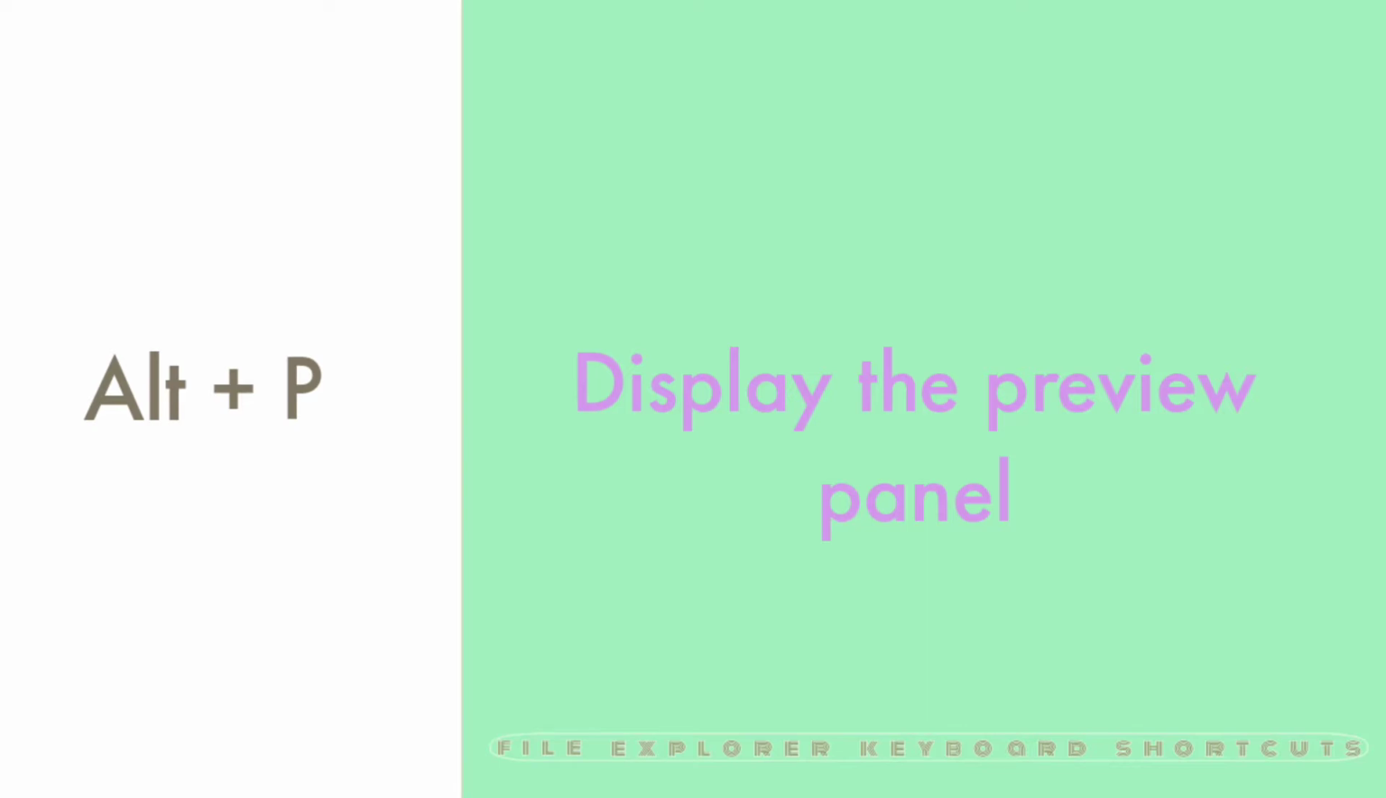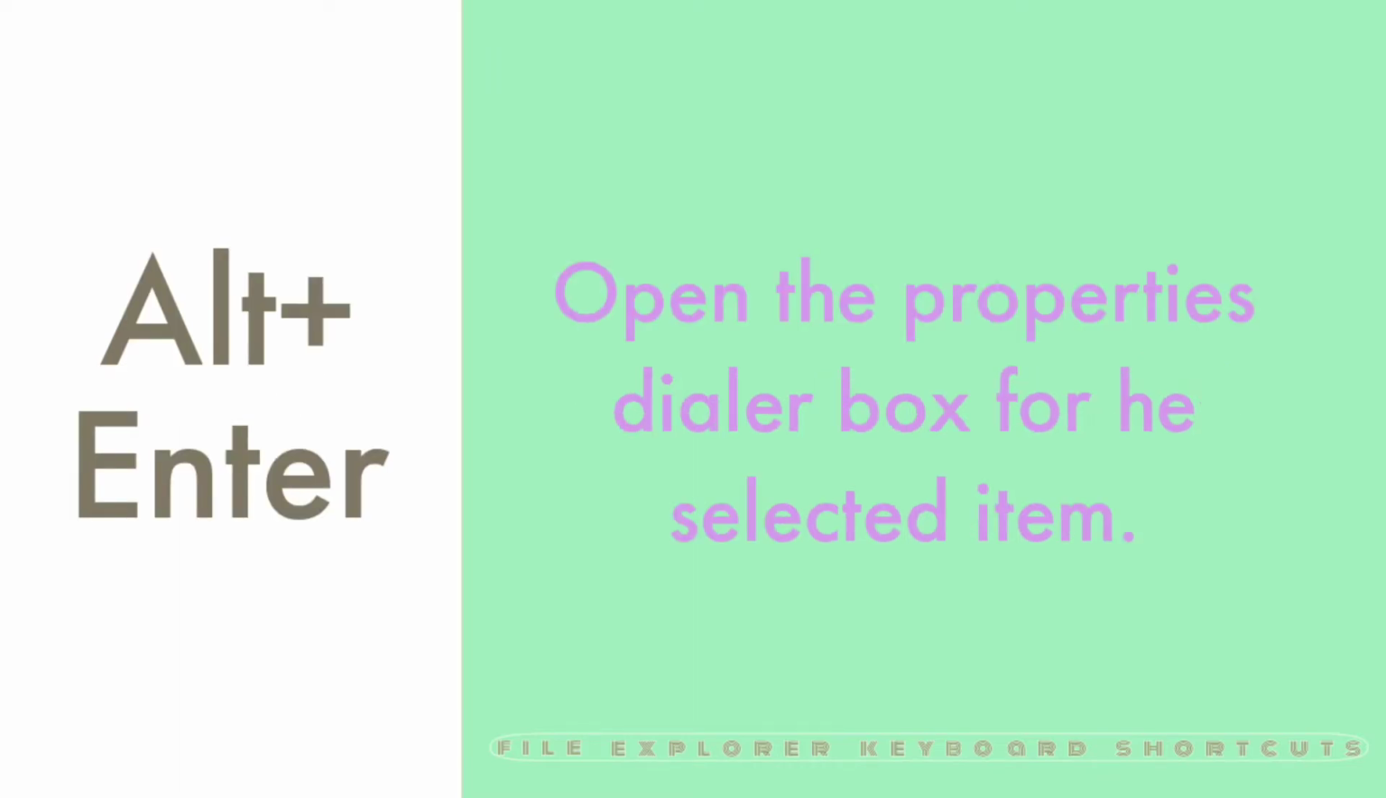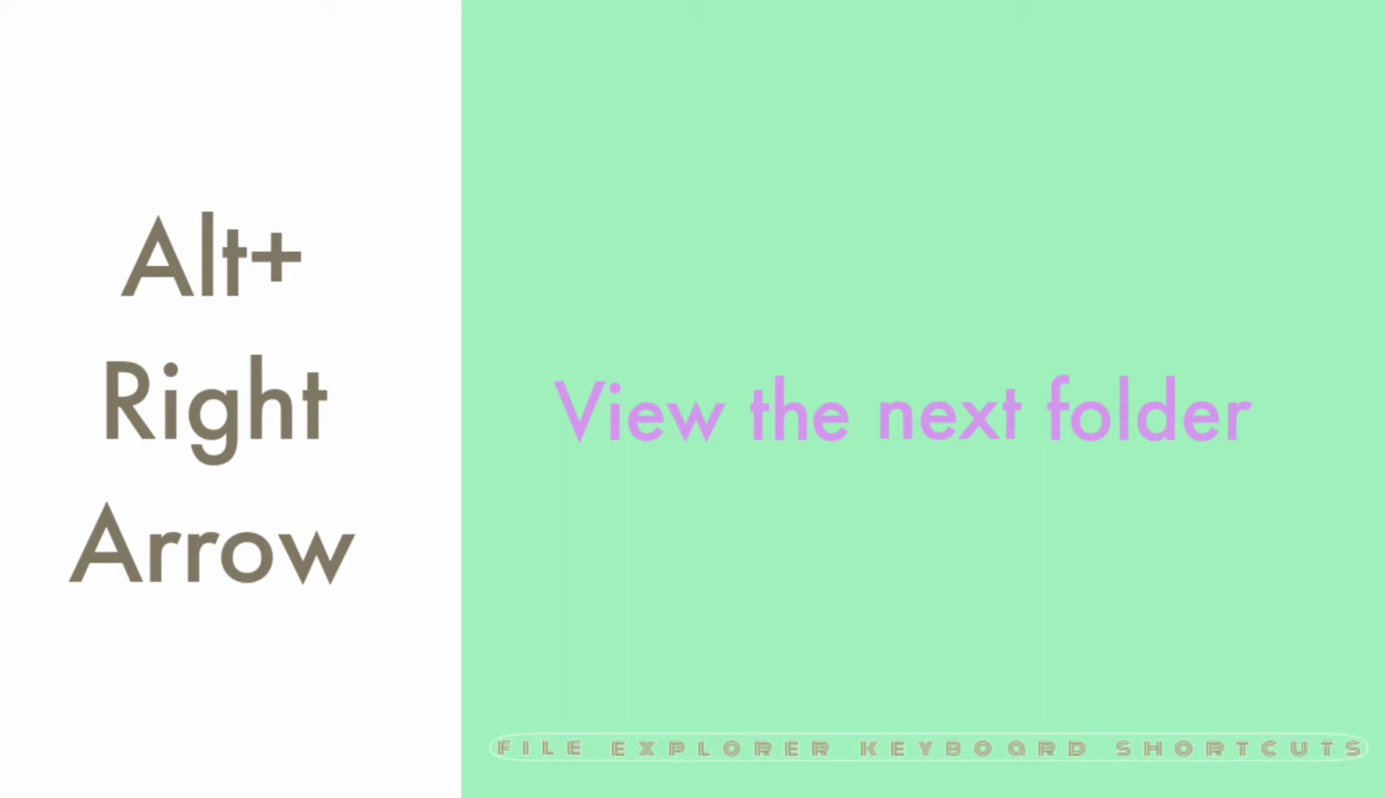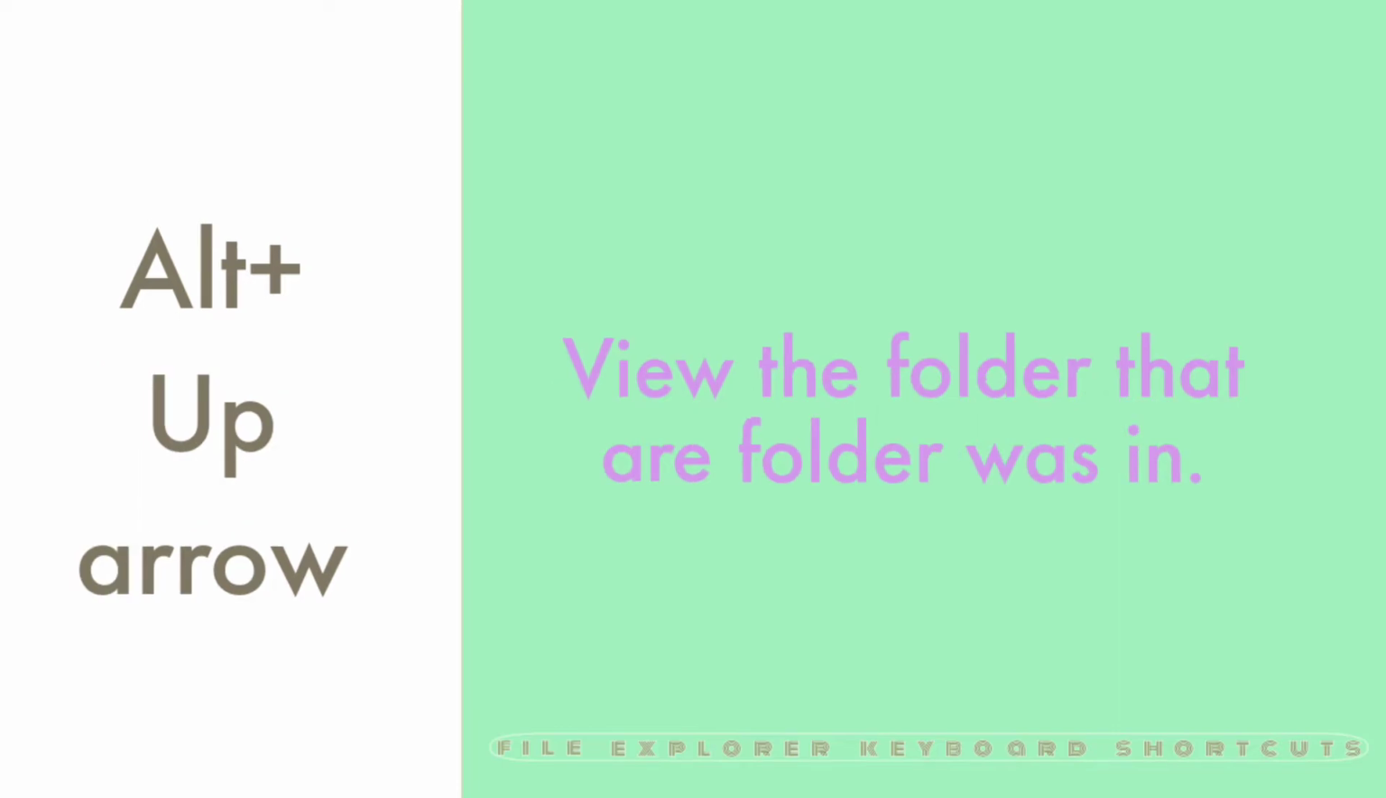Alt with P to display the preview panel. Alt with Enter button to open the properties dialog box for the selected item. Alt with right arrow button to view the next folder. Alt with up arrow button to view the folder that our folder was in.